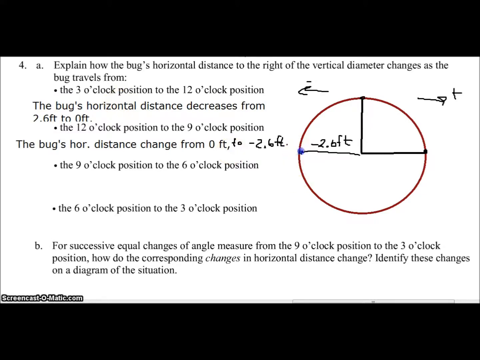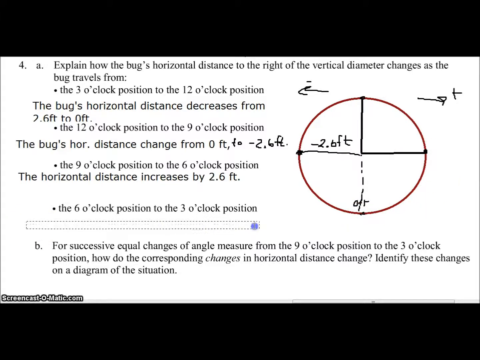Then as we go from 9 to 6, we are going from negative 2.6 feet to 0 feet for our horizontal distance from the vertical. And so there's an increase of 2.6. Then from 0 feet here, we'll increase to 2.6 feet. That's from 6 o'clock to 3 o'clock. We have another increase by 2.6 feet.